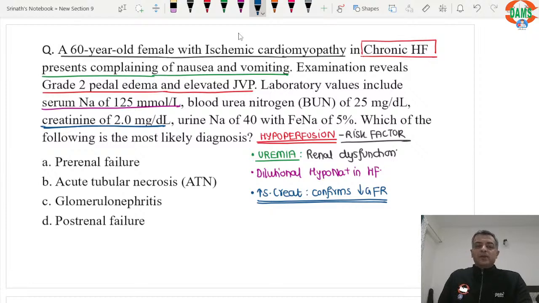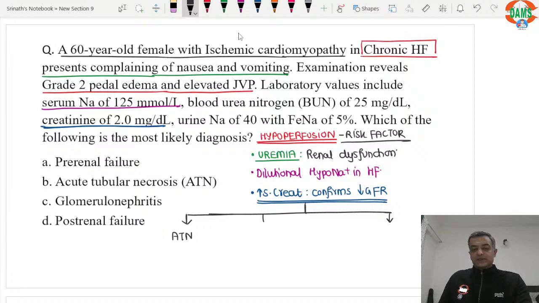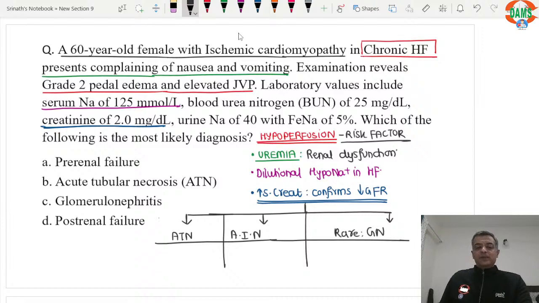But in GFR low, we have to identify where is the problem in the kidney. The most common site is the tubular necrosis. It could be the acute interstitial nephritis, or it could be rarely the glomerulonephritis. I want you to tell me, among the three, what will happen to the value of FeNA?